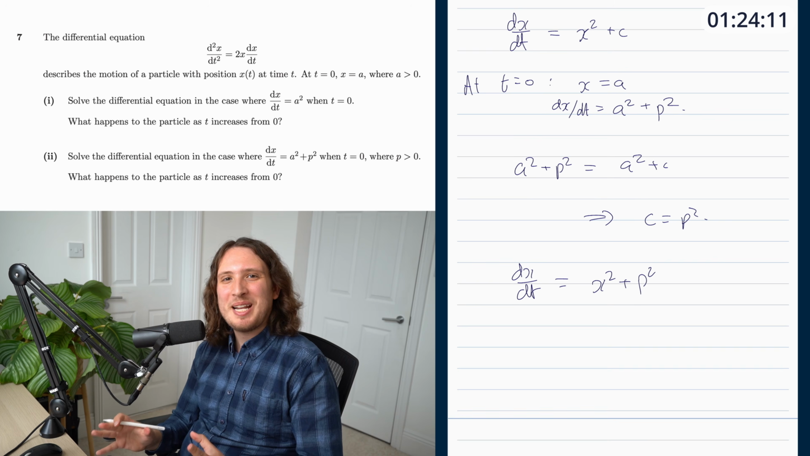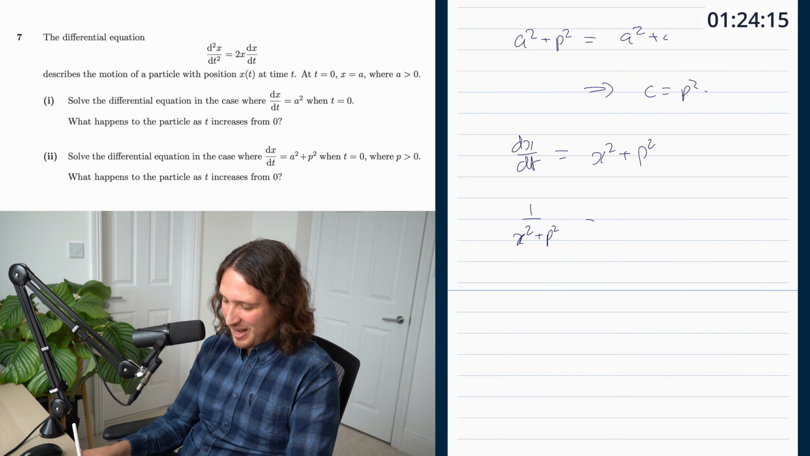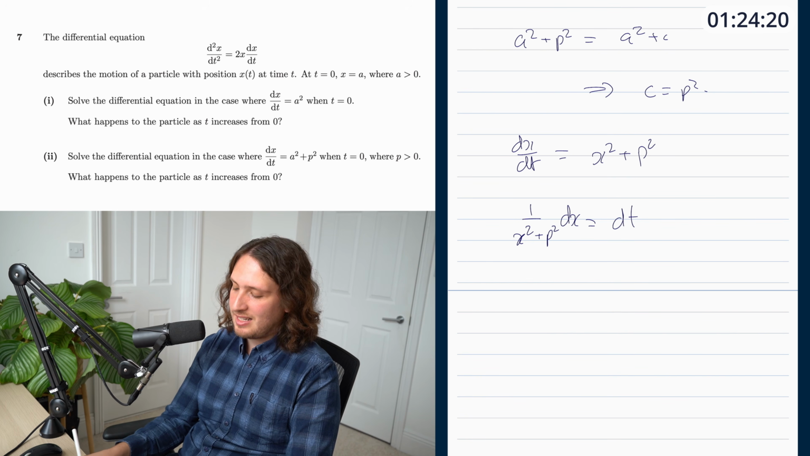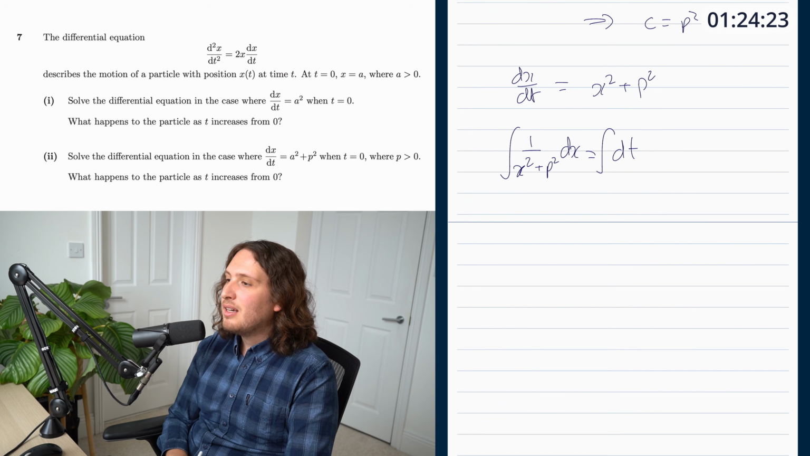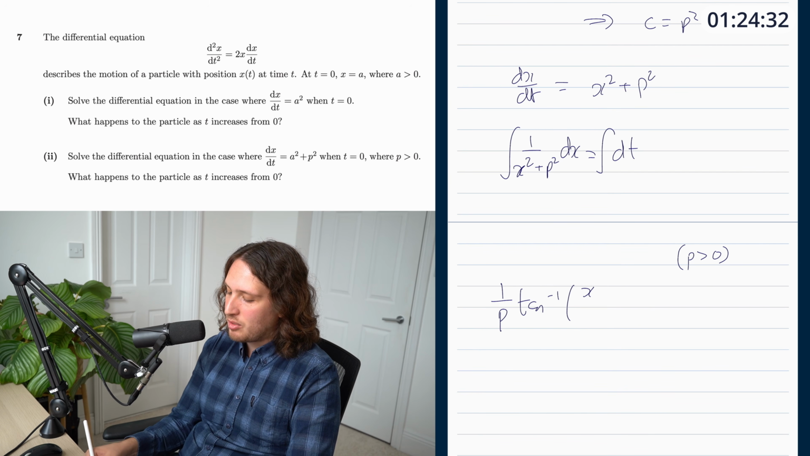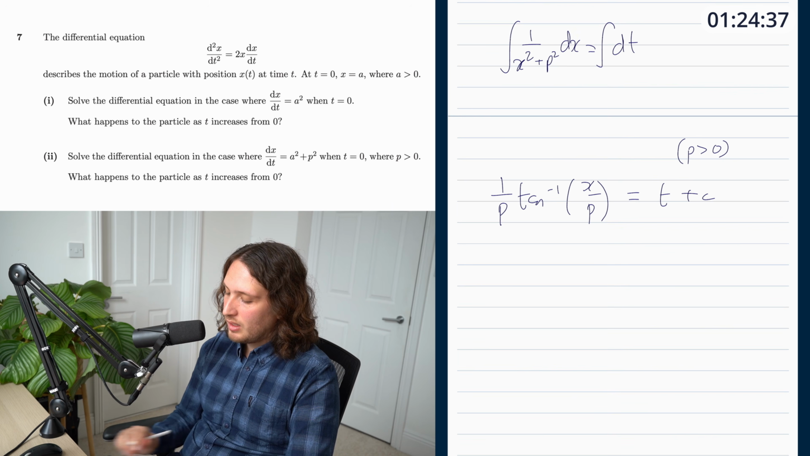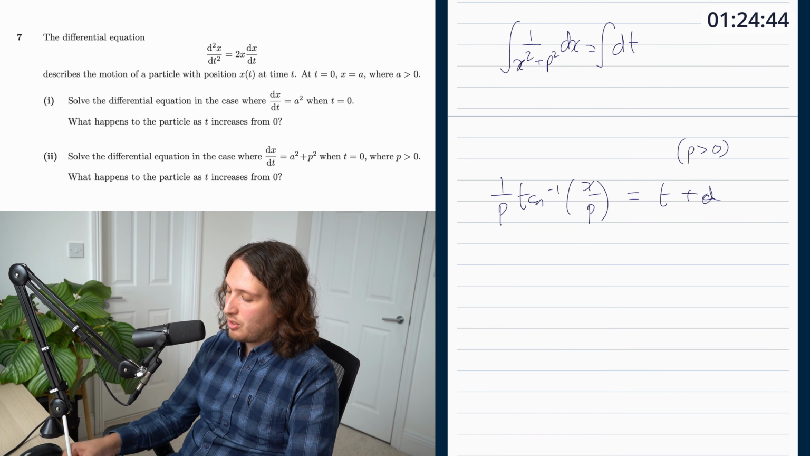I'm feeling much happier now we're doing calculus. So 1 over x squared plus p squared dx is the integral of dt. P is positive, so I don't get a modulus when I use the formula book result to integrate that. We could do it from scratch, but it's a quotable result, so I will do so. Let's find... Oh, I should use a d now, because it's a different constant.